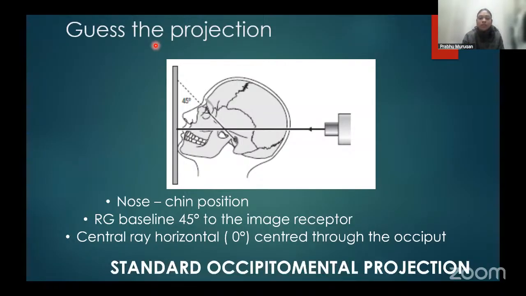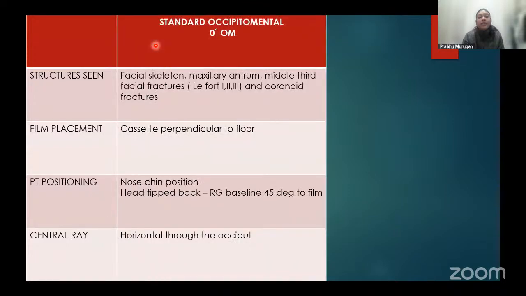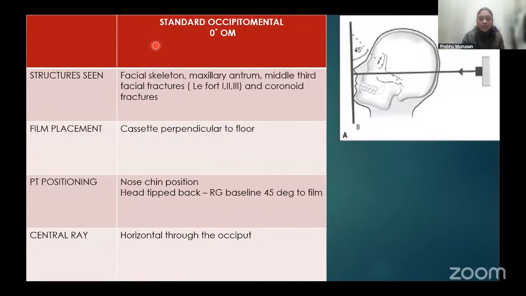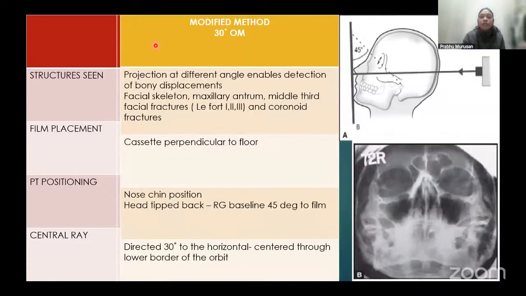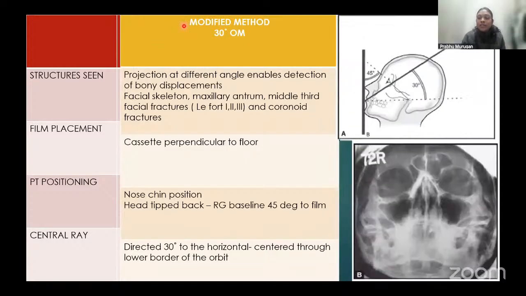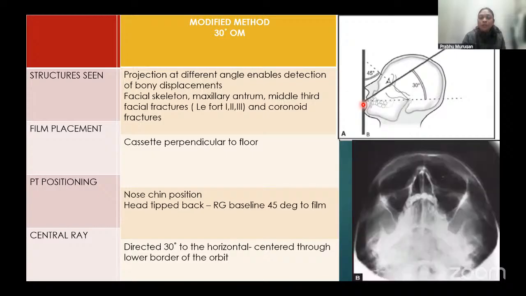Now, there is going to be a variation for this standard occipitomental projection. In the standard projection, the central ray is passing exactly at 0 degrees. In case of your 30-degree occipitomental projection, which is a modified method, you can see the difference: the central ray is passing 30 degrees to the line that is passing through the occiput. Here again, the patient is positioned in the same way, nose chin position, but the central ray is directed 30 degrees to the horizontal line that is centered through the lower border of the orbit. Here you can see how it is positioned. That is the modified occipitomental projection.